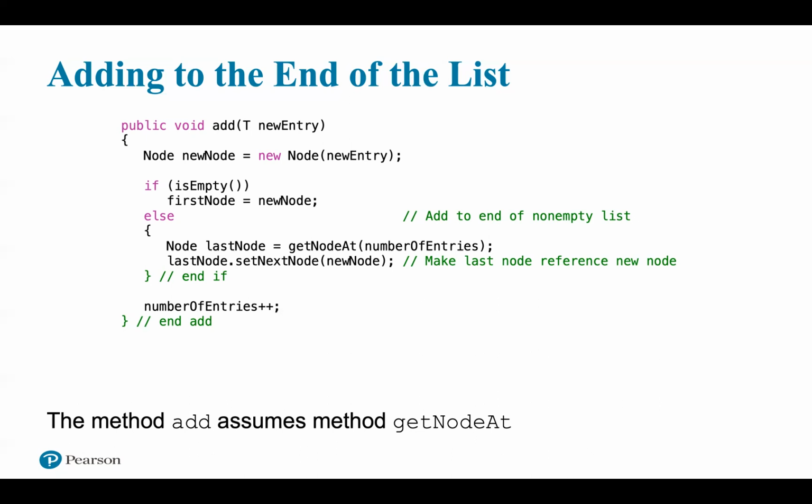Since the data field numberOfEntries contains the size of the list, and since we identify each entry by its position within the list beginning with 1, the last node is at position numberOfEntries. We need to pass this value to getNodeAt. Once getNodeAt gives us a reference to the last node, we can set the last node's link to reference the new node. Note that we must define isEmpty since add calls it, and so we add it to our core group of methods that we defined first.